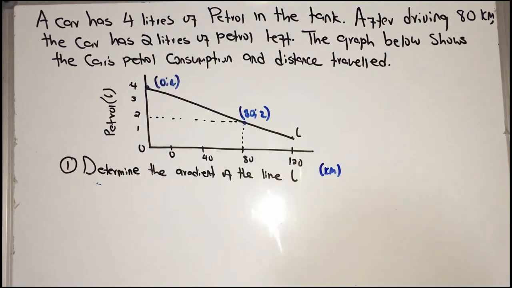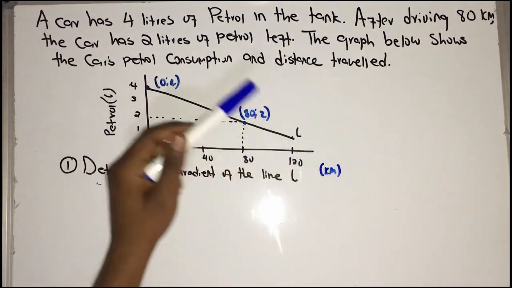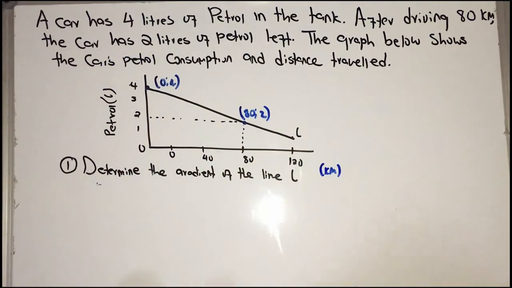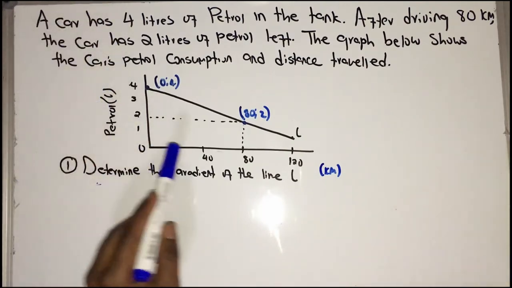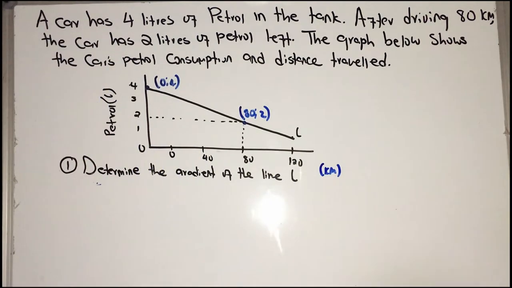A car has 4 liters of petrol in the tank, and then after driving 80 kilometers, the car has 2 liters of petrol left. The graph below shows the car's petrol consumption and distance traveled. Okay, so we'll fill in a graph plotting the petrol consumption versus the distance traveled. To make it, we'll fill in the important points.